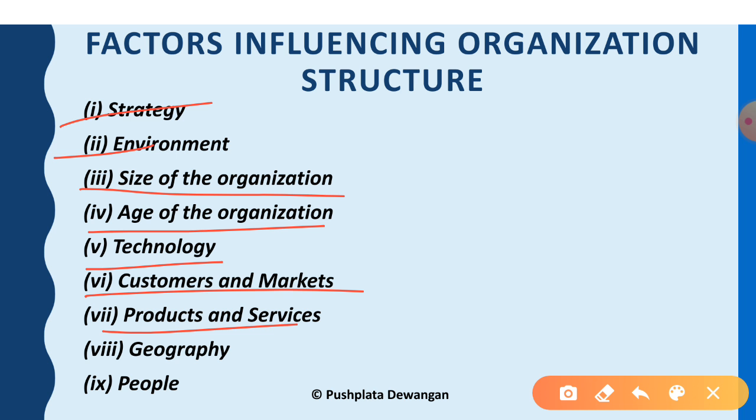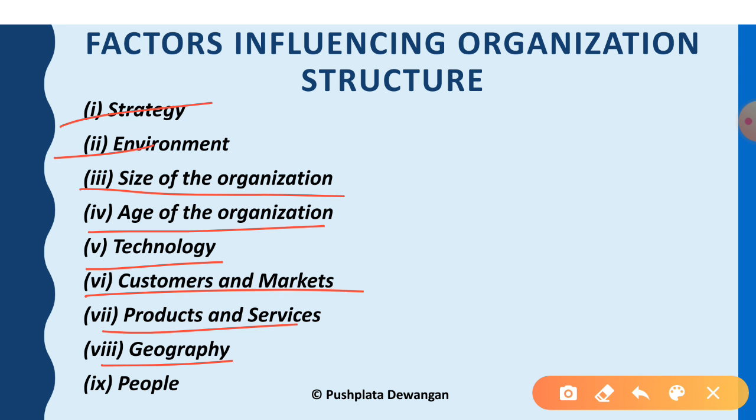Next factor is the product and services. The structure could possibly be based on the specific services and products offered. Large and diverse businesses have independent divisions since they are working with very different products and services. In the same way, the post office has separate organizations for the different services it offers, like mail delivery, parcel delivery, counter services, etc.